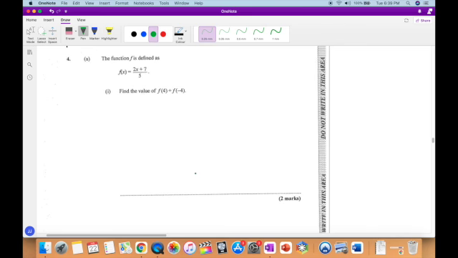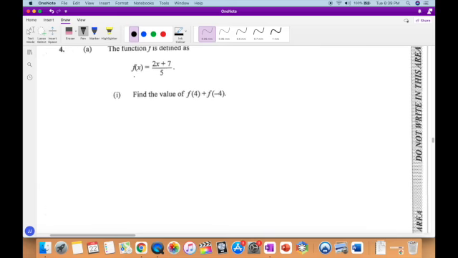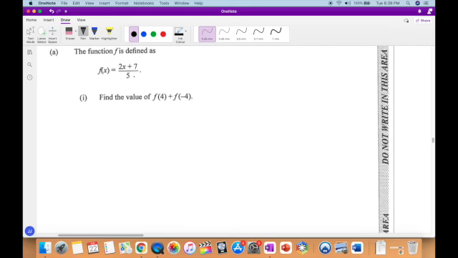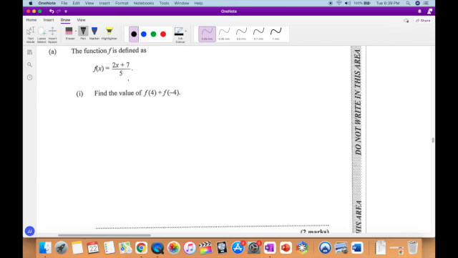Ooh, algebra, my favorite, right? So we have this function f(x), and we have to find the value of f(4) plus f(-4). And please look at how I write my statements, right? f(4), and I'm being a gentleman about it, implies that I have 2 into 4 plus 7, divided by 5, which is 4 2s are 8 plus 7 divided by 5, which is 15 divided by 5, which is 3, right?